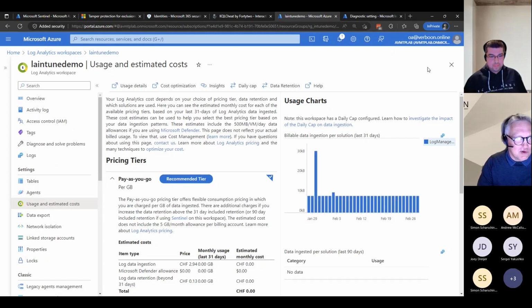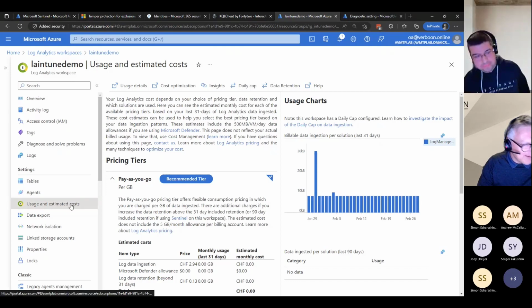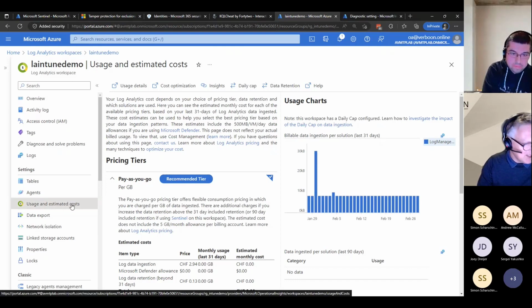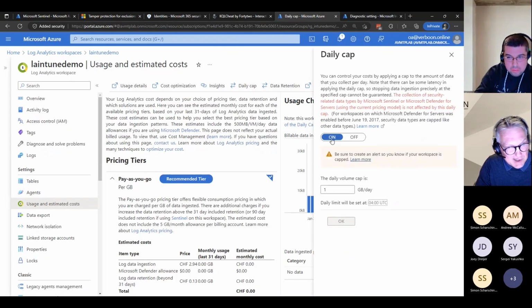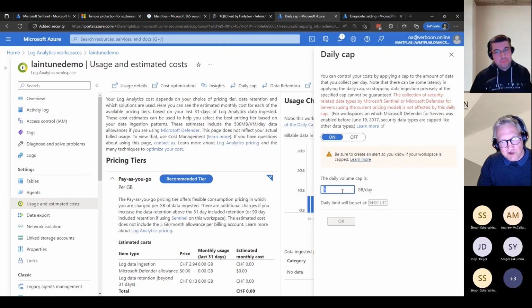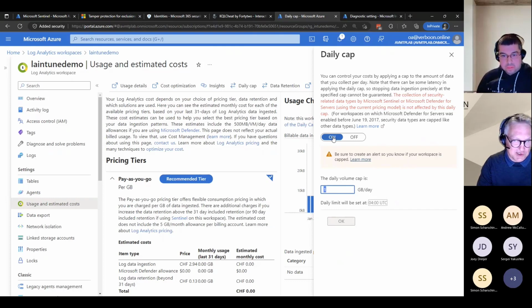So when you set up your log analytics workspace, do yourself and your company a favor. Go to the usage and estimated costs, and do this daily cap setting. Yeah, turn it on. Start low, like 1 gigabyte. If you find out you need more, you can always increase it. But really turn this thing on. Otherwise, you might generate more cost than you like.